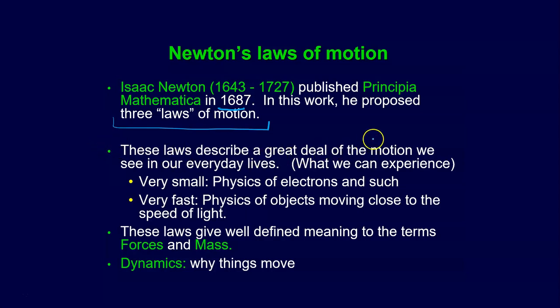So these laws describe a great deal of the motion we see in our everyday lives. Almost everything that we can experience you can describe with Newton's laws. A couple of exceptions are very, very small, like the physics of electrons and such, that would be quantum mechanics, and also things moving very, very fast, the physics of objects moving close to the speed of light, which you would need Einstein's special relativity to understand more about. So these laws are going to give well-defined meaning to terms. A couple of these terms would be force and mass.